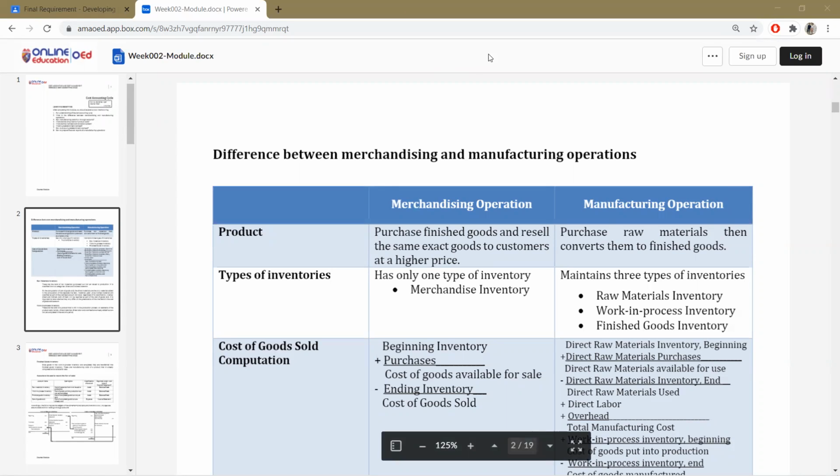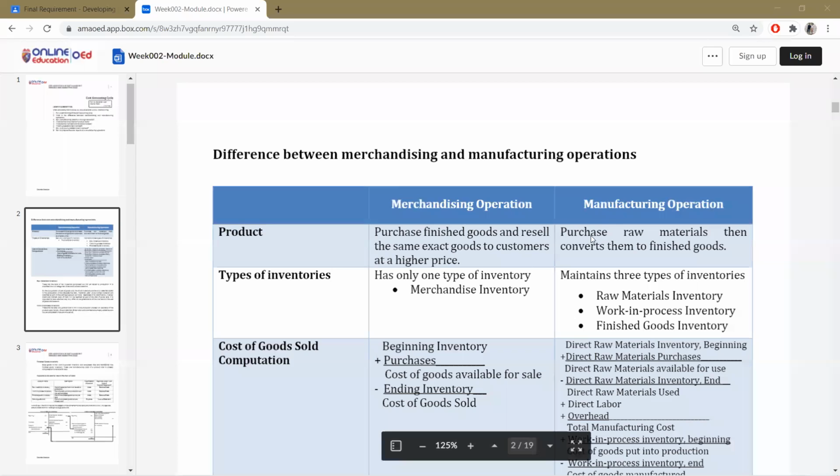So if it is shampoo, it is sold as shampoo. Okay? So of course there is what we call a retail price. The retail price is higher than the cost that we have paid to our supplier. So basically, there is a markup on the cost that we have paid to the supplier.